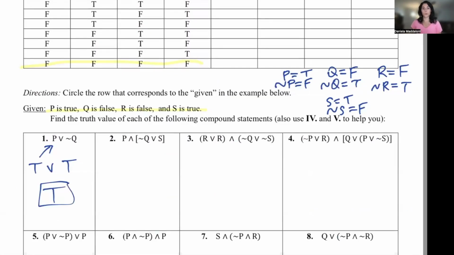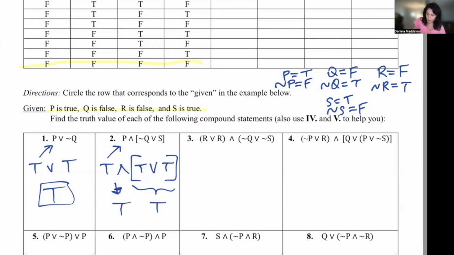Just like in algebra, when you see brackets or parentheses, you group those and do those first. Using substitution, P was true, and then we do the grouping first. In our key, not Q was true, so I'm going to write true, copy down the or, and S, if we look at our key, was true. Order of operations: we do the disjunction of two true statements, which we saw in number 1 and already know was true. Then we just copy down, just like in algebra order of operations.